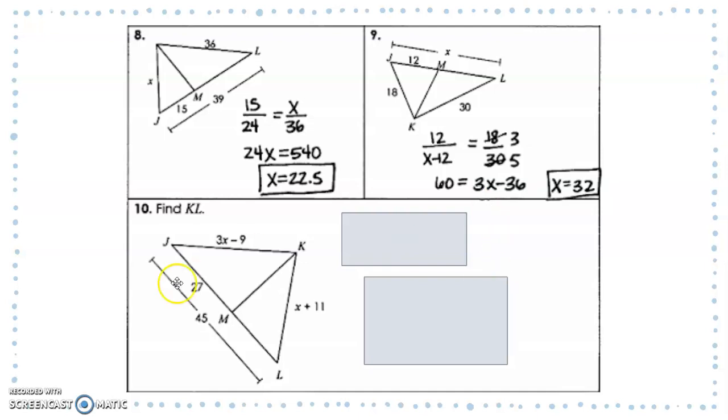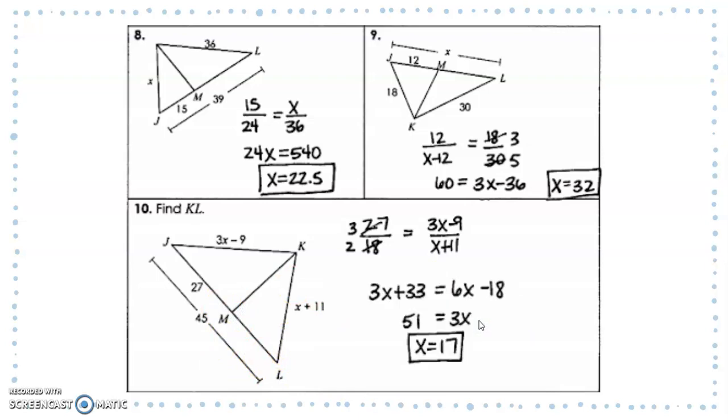Number 10, 45 marks JL, and I want to figure out what LM is, so I'm going to subtract 27 from 45, and I'm going to set up my proportion as 27 over 18 equals 3x minus 9 over x plus 11. So matching up the sides of my triangles correctly, when I do the cross product, we get all the way down to x equals 17.